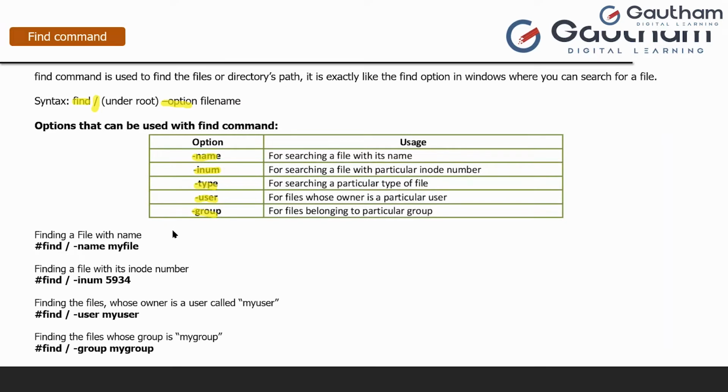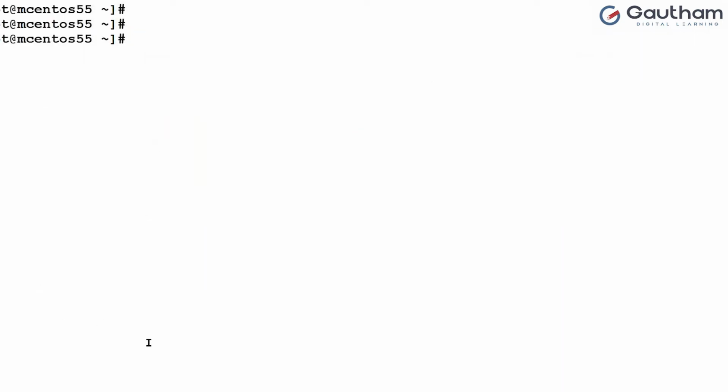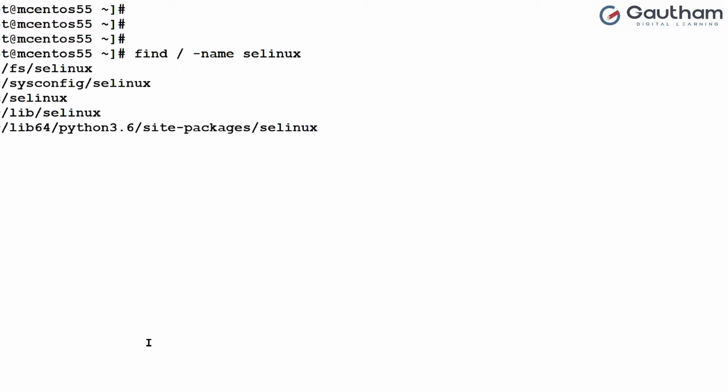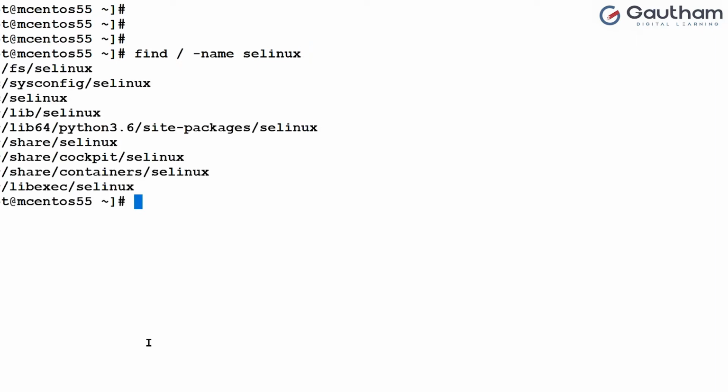Let me show you all of them. First of all, let us say I want to find a file in the whole operating system with some name. So I'll say find, where to find, and the name of the file should be something that you're searching for. In my case, I'd like to search with the name SE Linux. So it is going to search for the file with that name.